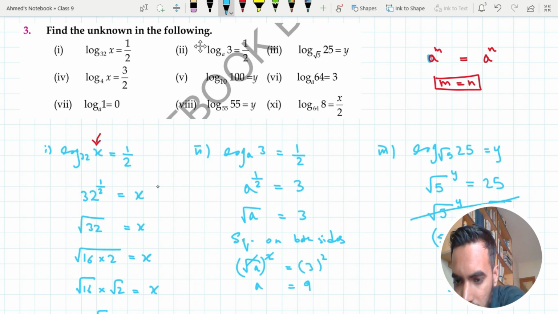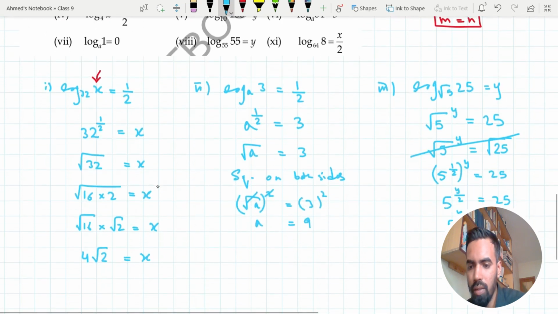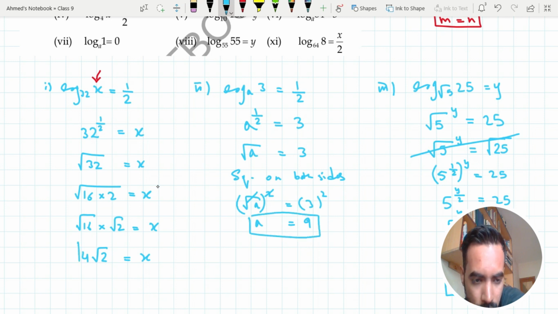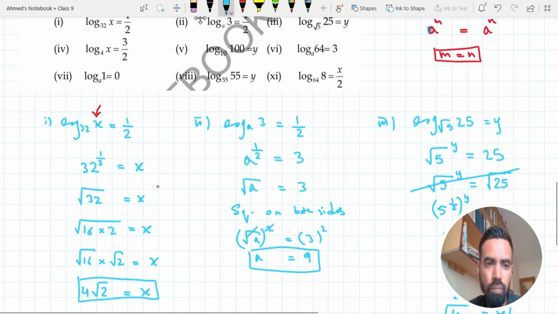Now have a look, these two bases are the same. Here also 5, here also 5, so I can equate y/2 equals 2, and now I will shift the 2 over there, so 2 into 2 equals 4. This is my answer, y equals 4, a equals 9, and then it is x equals 4 root 2.